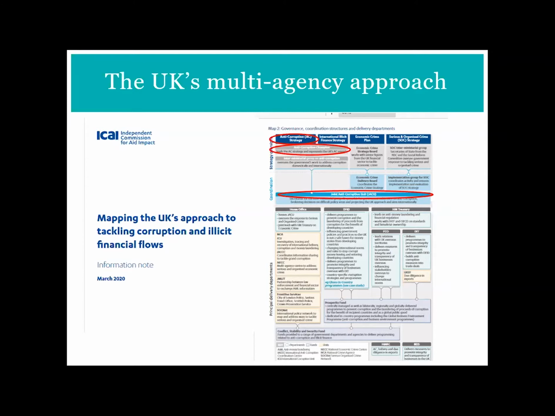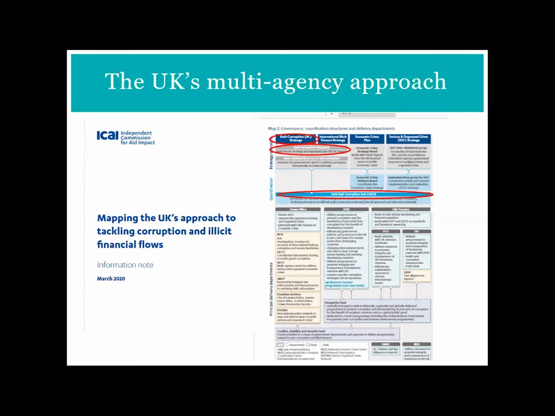Now, you might think that's a rather odd body to be giving the most comprehensive map available of the UK's approach to tackling corruption. And indeed, it is an odd body. You would expect this might be somewhere, for example, in the UK's National Anti-Corruption Strategy or on the website of the Joint Anti-Corruption Unit, something like that. But it's not. It's in this slightly obscure report from the Independent Commission for Aid Impact.